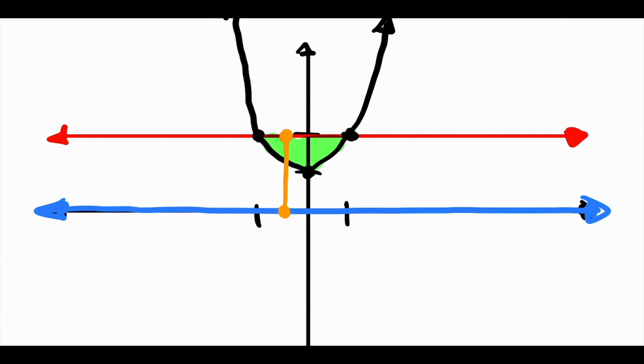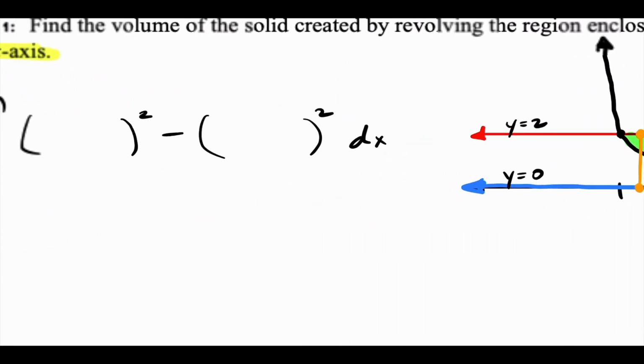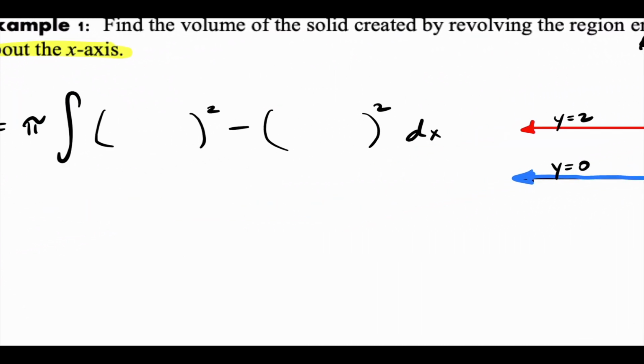What is red? Y equals 2. Good. What is blue? Good. So how do we write that in my problem? 2 minus 0, which is just 2. Okay? That's big R. How do we do little r?